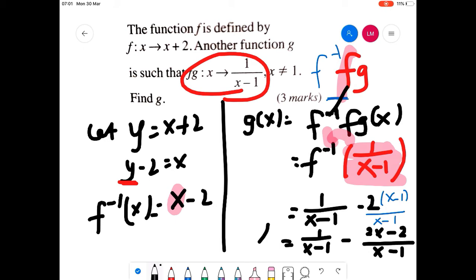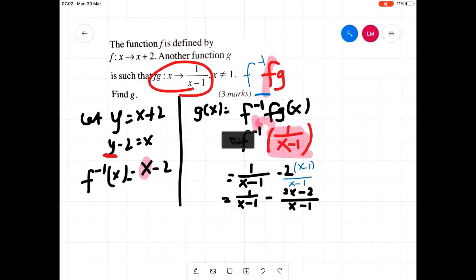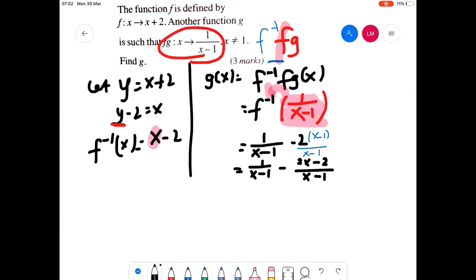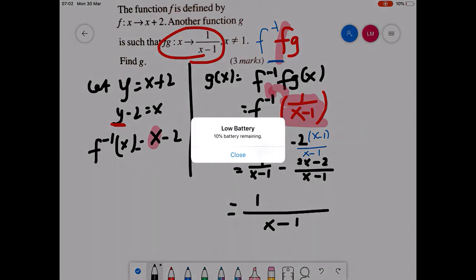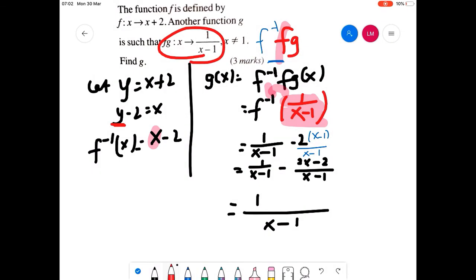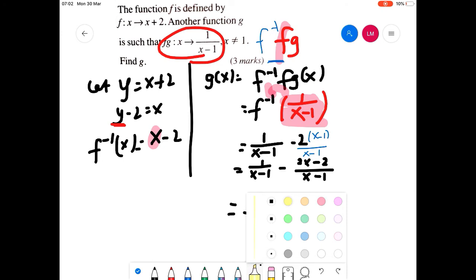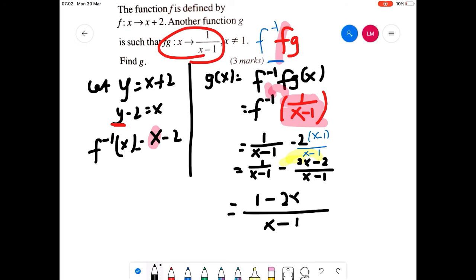Now from here it will be equal to 1 over x minus 1. Be careful with the negative, because when you have a negative you need to multiply in for both of them. So here will be minus 2x plus 2. So the final answer will be 3 minus 2x over x minus 1.